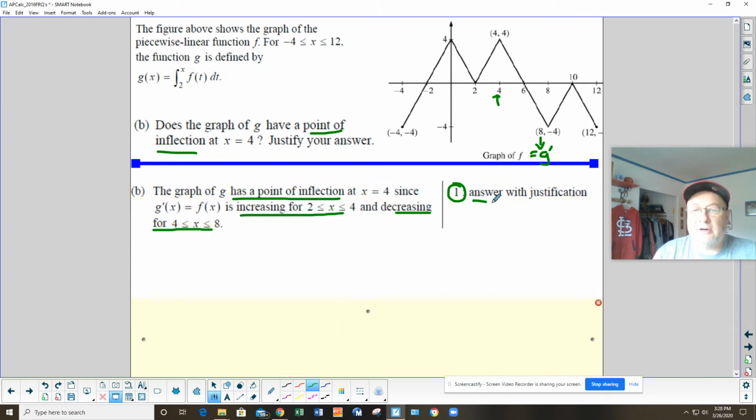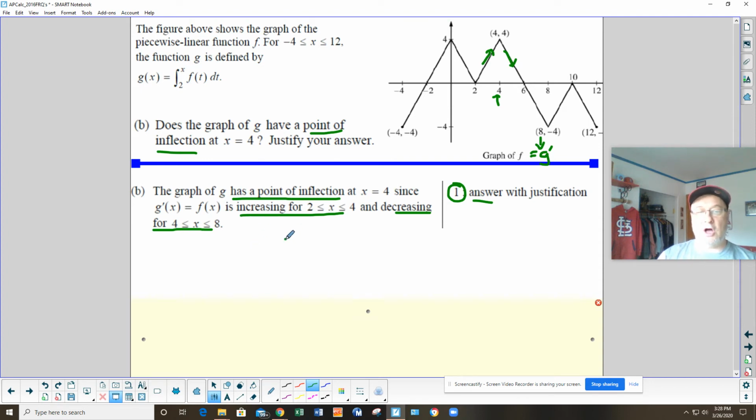So the answer is, does the graph have a point of inflection? The answer is yes. So somewhere you have to say, yes, it does have a point of inflection, or G has a point of inflection, etc. So that's the answer part. But to get that, you also need the justification. The justification at 4 is because you're increasing to the left of 4 and decreasing to the right of 4, you will have a point of inflection because then G double prime will change sign.